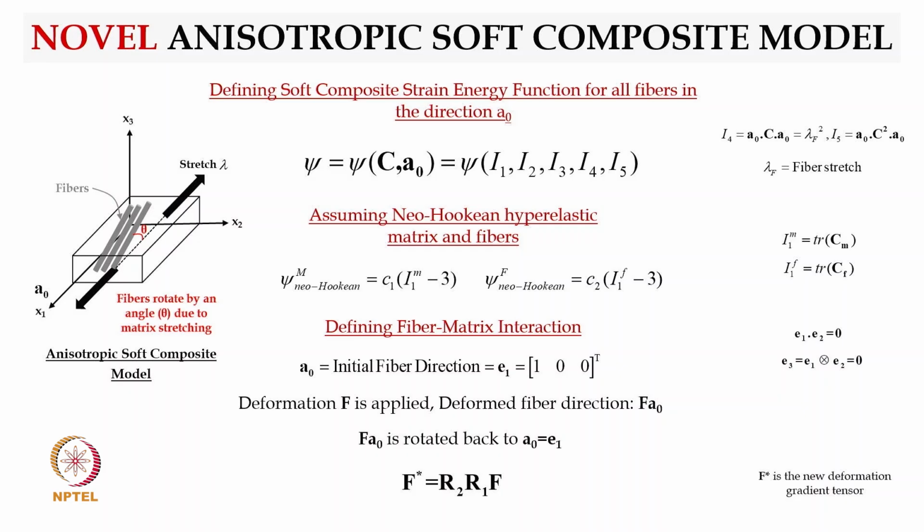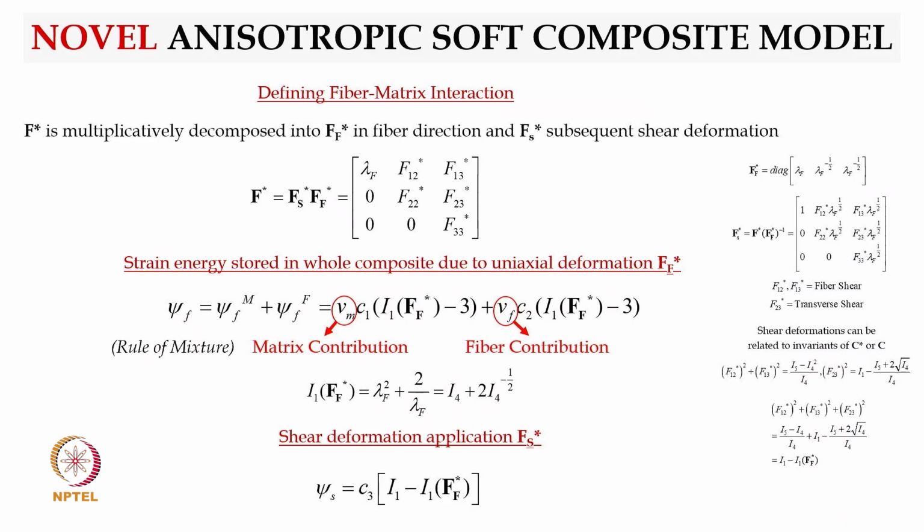E1 dot E2 is equal to 0. These are some standard math. E3 is equal to E1 cross E2, cross product and dot product, straightforward, right. F star is the new deformation gradient tensor, right. So there are some equations and tensors which we look at. We slowly get into this.